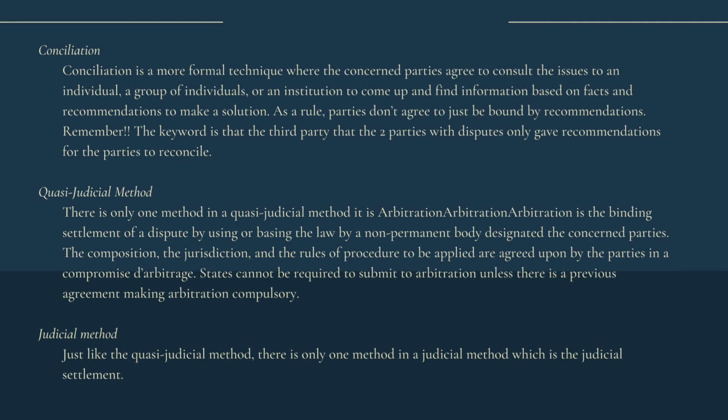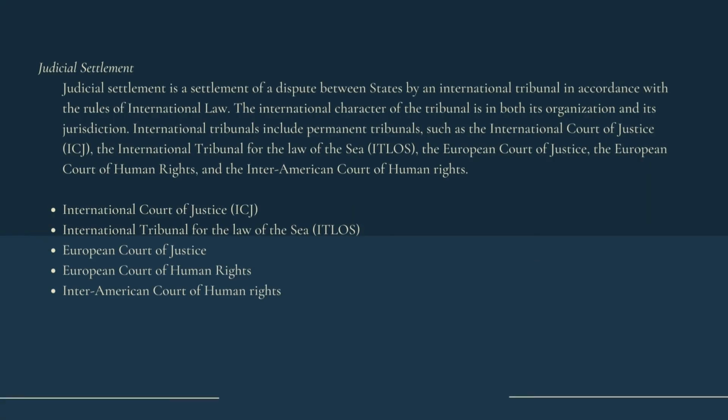Quasi-judicial method. There is only one method in the quasi-judicial method. It is arbitration. Arbitration is the binding settlement of a dispute, based on law, by a non-permanent body designated by the concerned parties. The composition, the jurisdiction, and the rules of procedure to be applied are agreed upon by the parties in a compromis d'arbitrage. States cannot be required to submit to arbitration unless there is a previous agreement making arbitration compulsory.